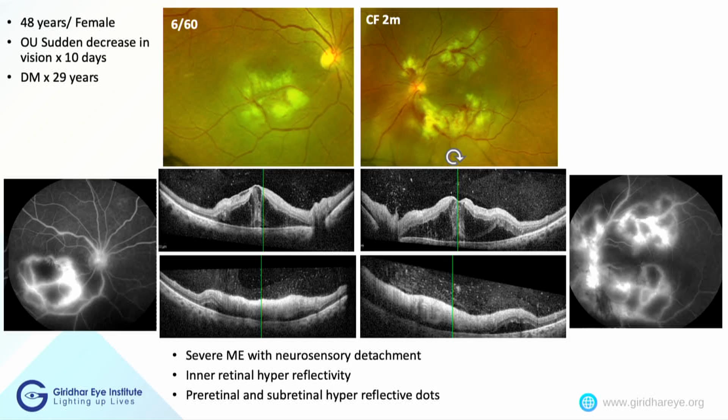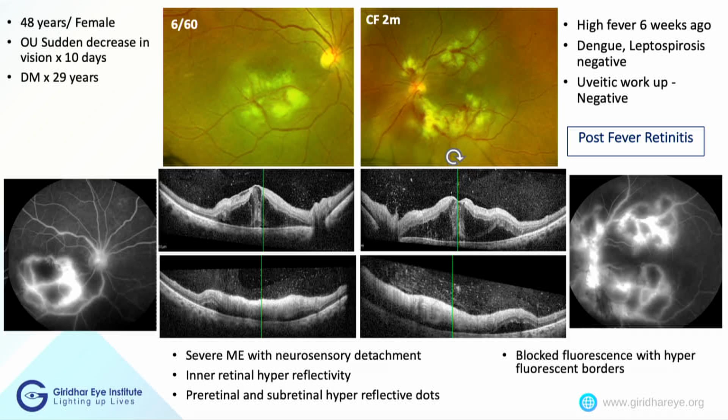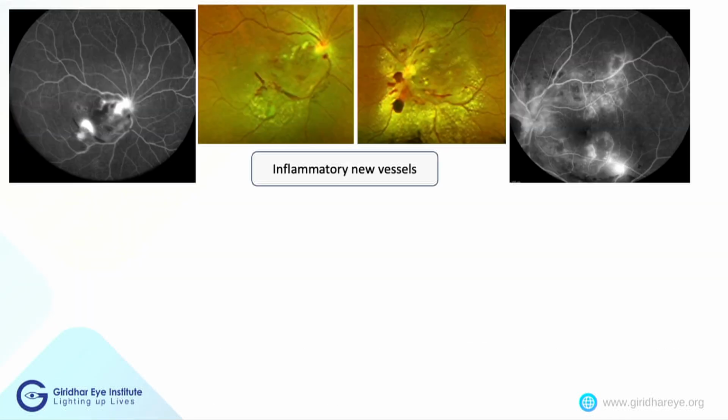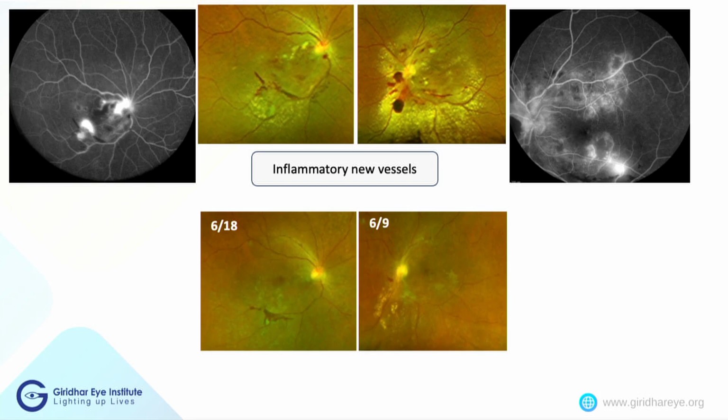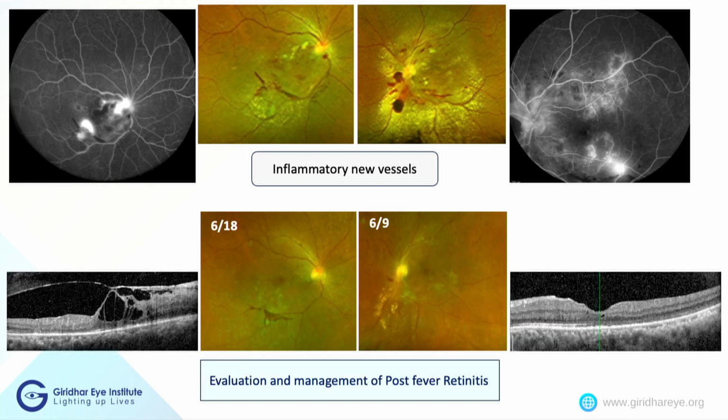So then we had the doubt. So we asked for the history again. She had fever, but dengue and leptospirosis were negative. Other uveitis workup also negative. So this is post-fever retinitis. And she responded well to treatment, but a repeat FFA showed inflammatory new vessels, which is very common in post-fever retinitis, so this is important. And she definitely improved with treatment, but somehow the vision in the right eye remained poor. And again, it is the imaging that helped us, which showed the significant cystoid edema with a VMT in the right eye.